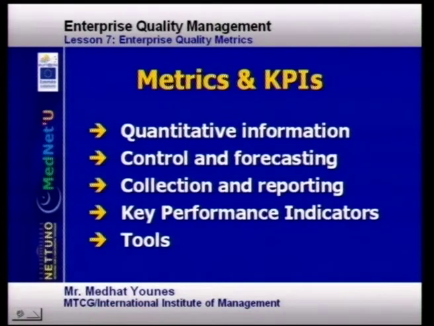Metrics and KPIs, or key performance indicators. Metrics provide quantitative information on products, systems, or processes. They can be used for controlling the development process and for historical data analysis. Quality models are mechanisms to define a consistent and useful metrics program, for example, the ISO 9126 specifications.